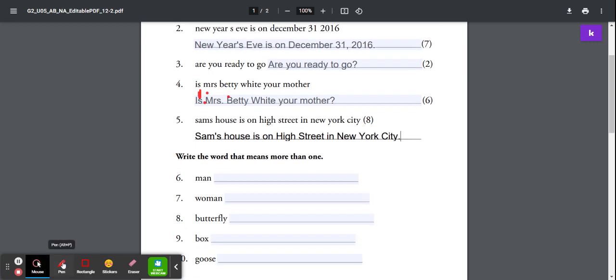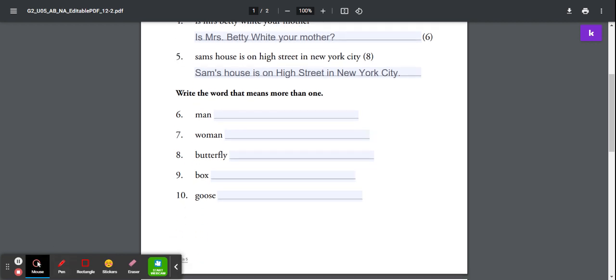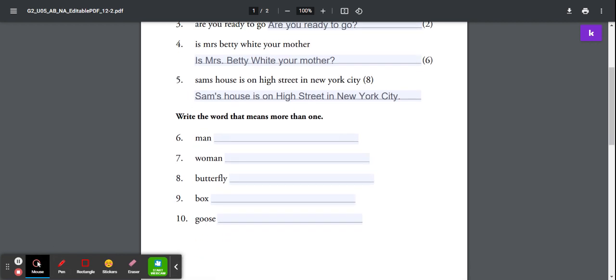On number 6, it says write the word that means more than one. So I'm doing plural. Okay. So for number 6, man is one. So if I want more than one, I need to change man to men. Correct. Woman is one. More than one will be women.